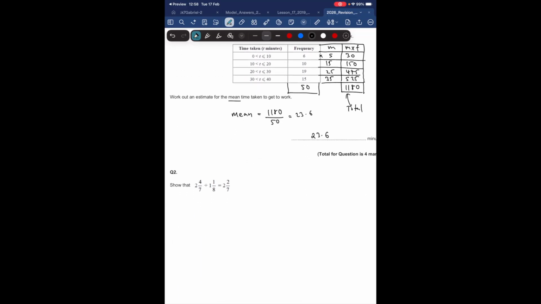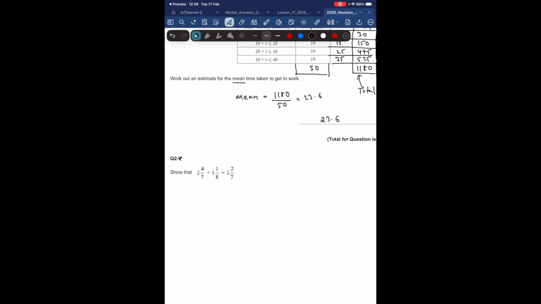The next question is a standard way of doing a division. The first thing you need to do is convert these mixed numbers into top-heavy fractions. So 2 and 4/7, the way to work that out as a top-heavy fraction, 7 times 2 will give us 14, plus that 4 will give us 18. So that becomes 18 over 7, divided by, and then to convert 1 and 1/8 into a top-heavy fraction, 8 times 1 will give us 8, plus 1, which is 9. That's going to give us 9 over 8.